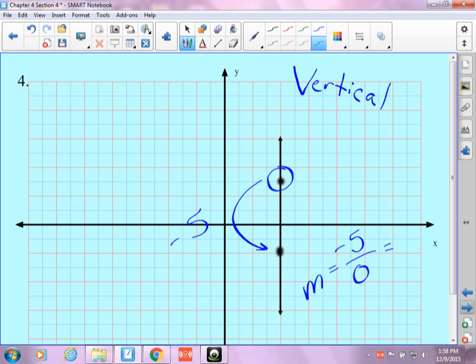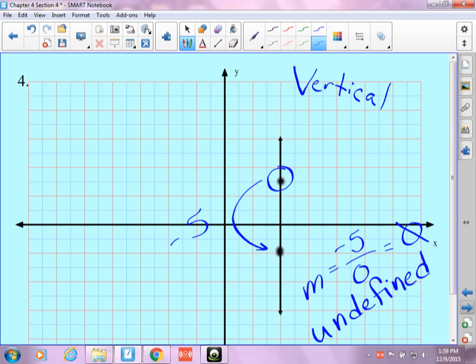Negative 5 divided by 0, error. I get error. It's not 0. Do not write error on your test. Okay? You got to be smarter than that. When this happens, what you're going to do is put a 0 with a line through it, and this is undefined.